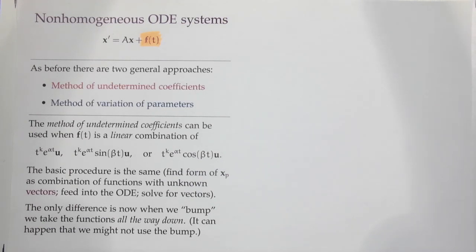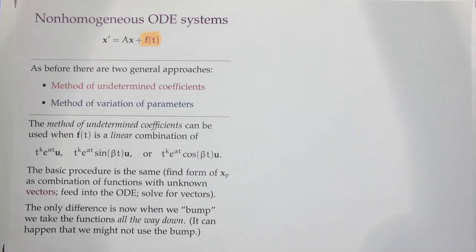Before we had two big approaches. There's the method of undetermined coefficients. We know how that works. And then there's the method of variation of parameters. So we're going to talk about these two ideas and how they apply in our study. That's where we're going. So let's start with the method of undetermined coefficients.